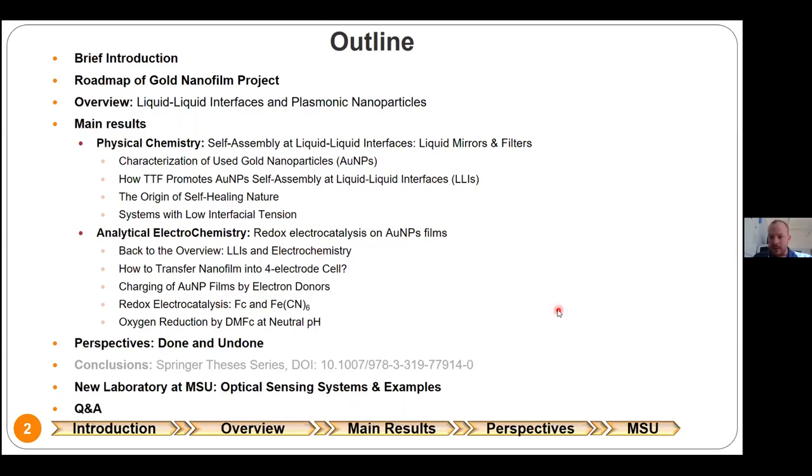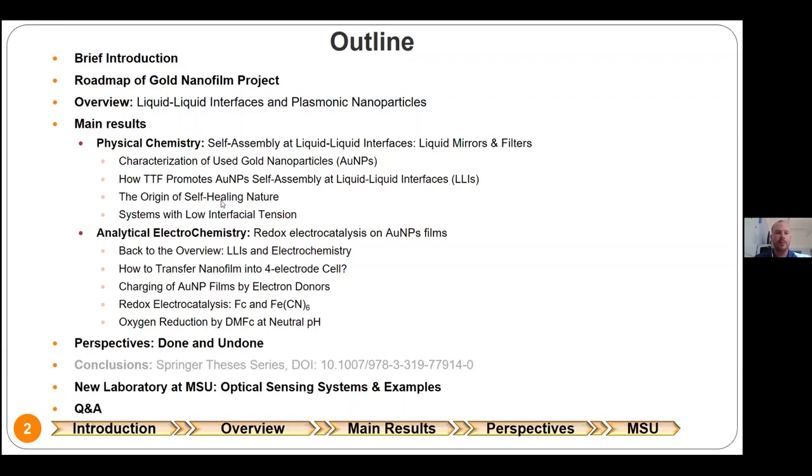Okay, so outline for today's presentation. I will briefly introduce myself for whom didn't meet me before. And then I stop and give you some overview over the gold nanofilm project that I'm going to present. Afterwards, we move forward to main results.